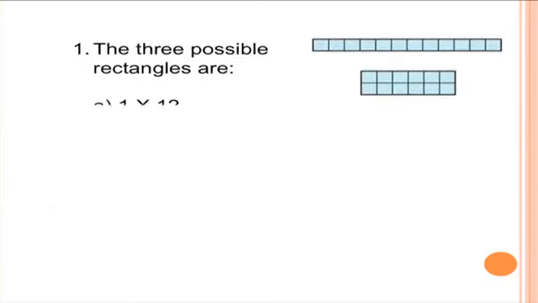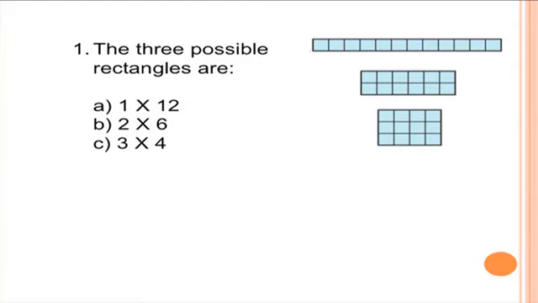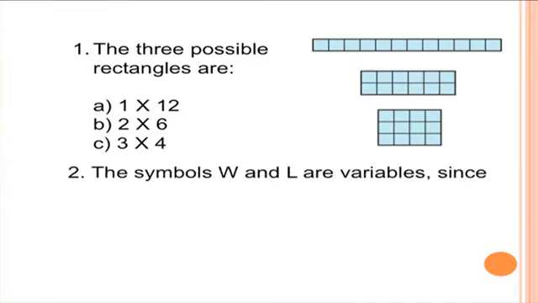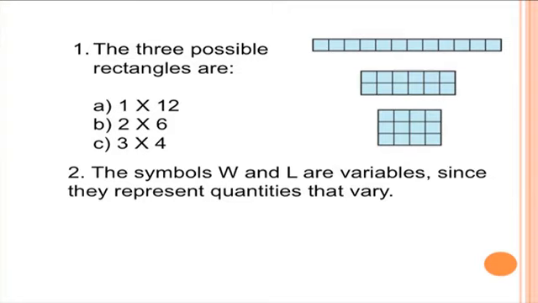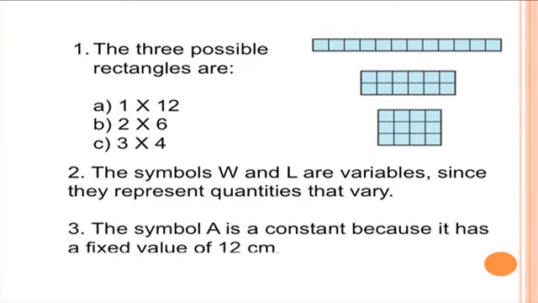Now the 3 possible rectangles are 1 by 12, that is, width is 1 and length is 12 centimeters. The second possibility is 2 by 6, that is, width is 2 centimeters and length is 6 centimeters. And the last option would be 3 by 4, that is, width is 3 centimeters and length is 4 centimeters. The symbols W and L are variables since they represent quantities that vary. The symbol A is a constant because it has a fixed value of 12 square centimeters.